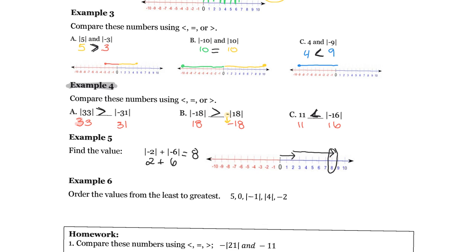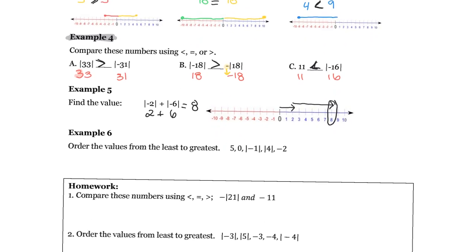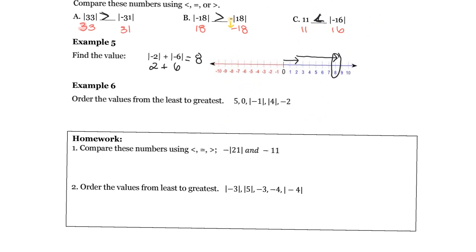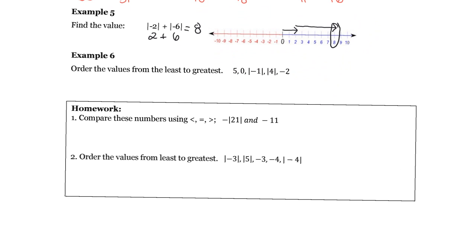All right. Last thing we're going to talk about is ordering the values from least to greatest. Okay. So I see some absolute value signs. So let's evaluate those. What's the absolute value of negative 1? That's 1. What's the absolute value of 4? Is 4. Now let's put them from least to greatest.